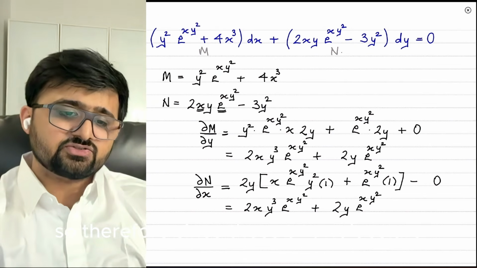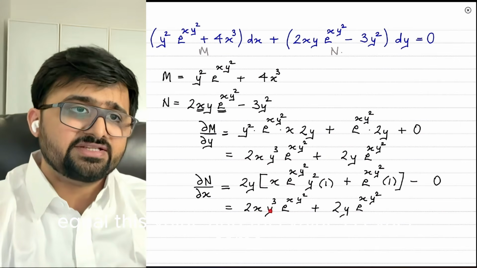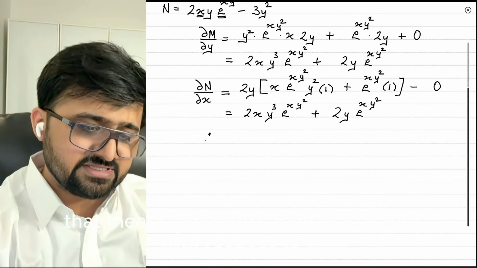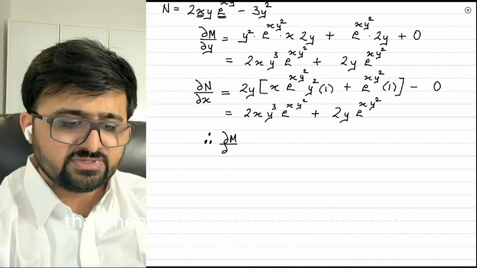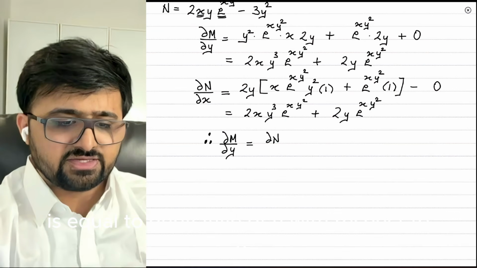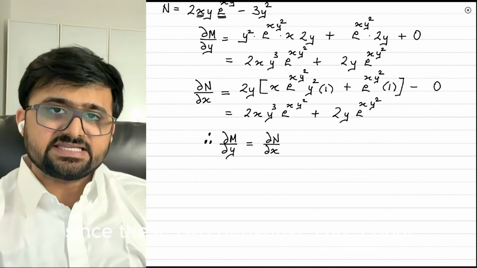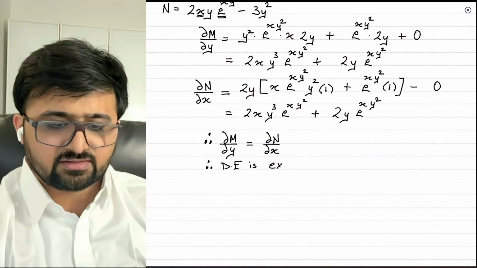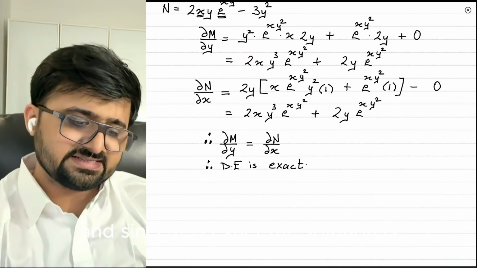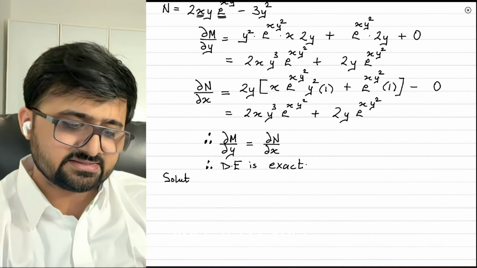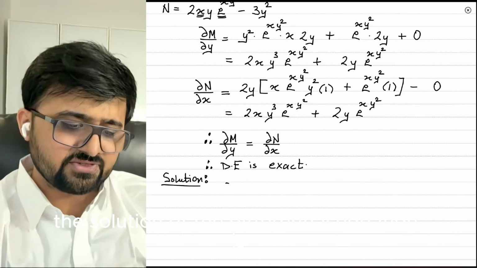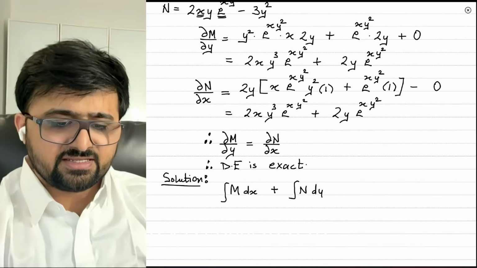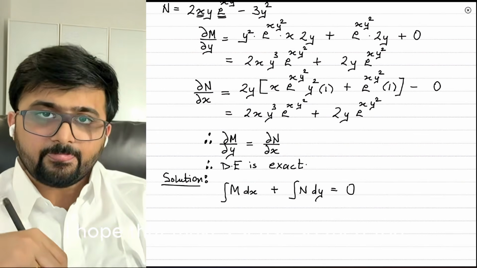So therefore, since those two values are, if you notice, exactly the same, that means the derivative of M with respect to y is equal to the derivative of N with respect to x. Since these two derivatives are equal, therefore we can say our differential equation is exact. And since it is exact, the solution of the differential equation is integration of M dx plus integration of N dy is equal to 0. I hope that makes sense.